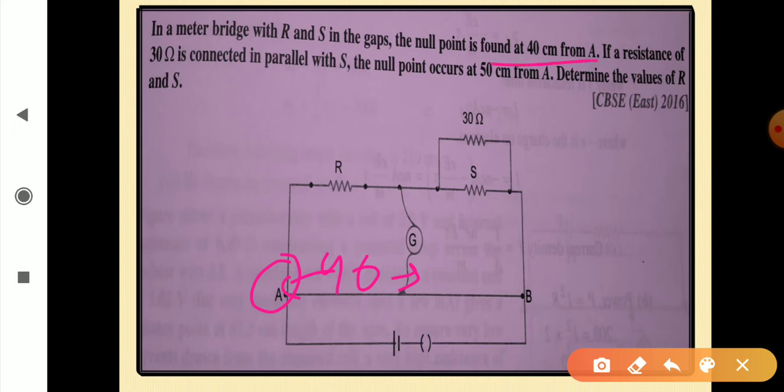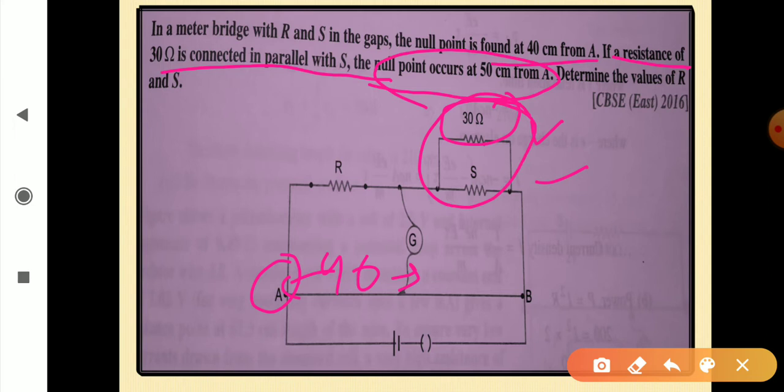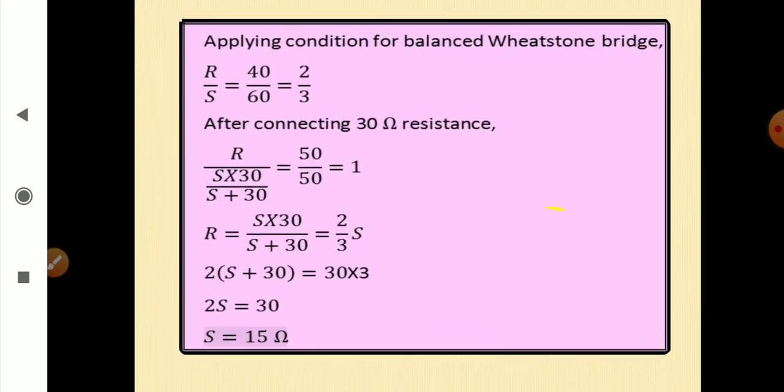Now, if a resistance of 30 ohm is connected in parallel with S, the new null occurs at 50 centimeter. Now, clearly, when you add something in parallel, this resistance will change, and now the new null point is at 50 centimeter, right? You have to find out the value of R and S. आपको ये R और S की values निकालनी है, right? And to do that, we will be using conditions of balanced Wheatstone bridge in both the cases, because the meter bridge is based on this balanced Wheatstone bridge.